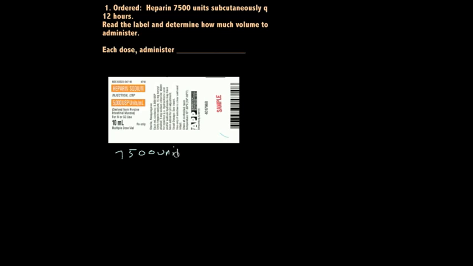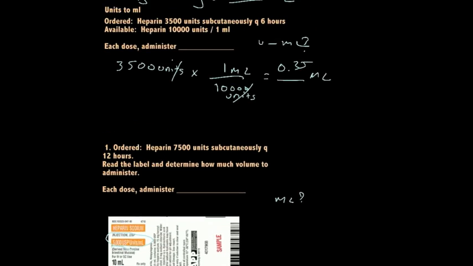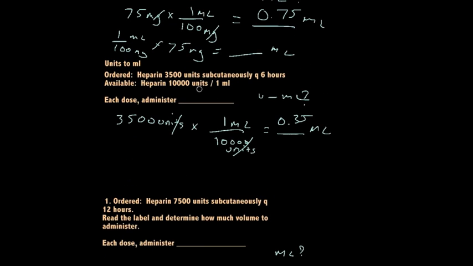7,500 units. Again, we're trying to get to milliliters. I know that we're trying to get to milliliters because I'm looking at it right here on the label where it says units per milliliter. On this label, this is the same thing as this right here.